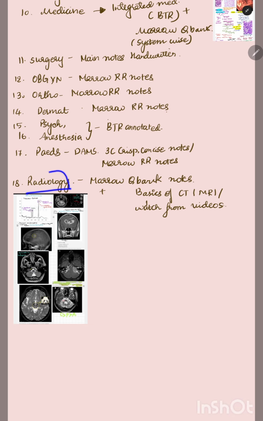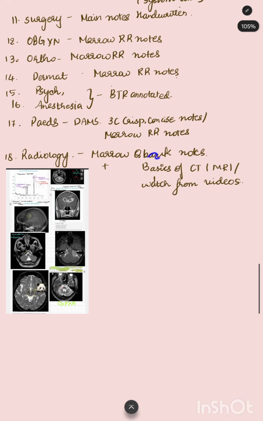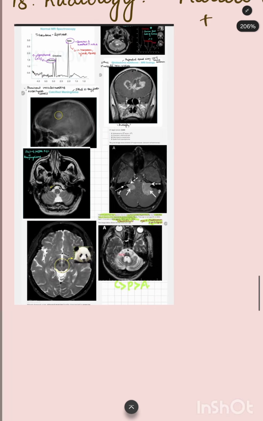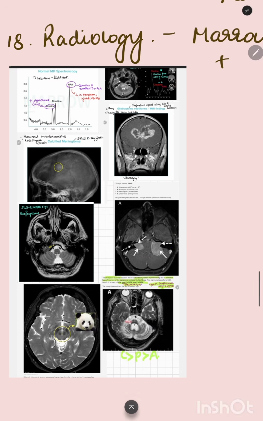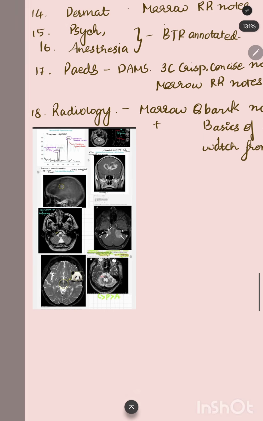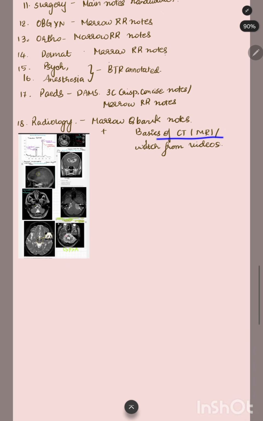And for radiology, what I did was I used to solve one system-wise radiology question set daily from the Marrow QBank, and I used to make notes from the QBank. For example, I made a PDF like this, where the important stuff like Parkinson's, hot cross bun, and CP angle tumors, I made from the Marrow QBank. And for basics of CT and MRI, you can always watch videos to clear your concepts.